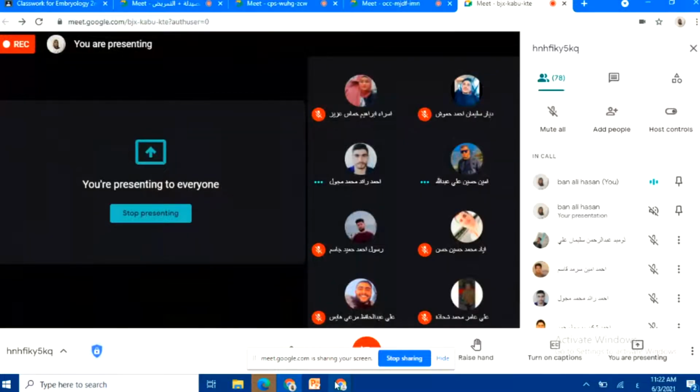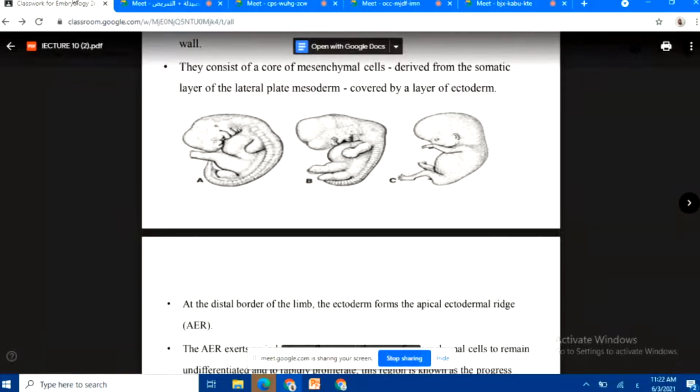So again, it needs ectoderm in order to form other structures that are found in the limbs.